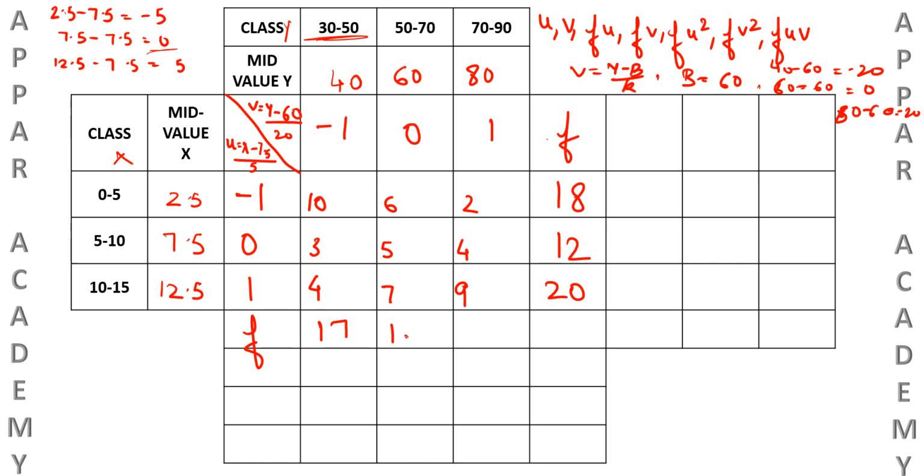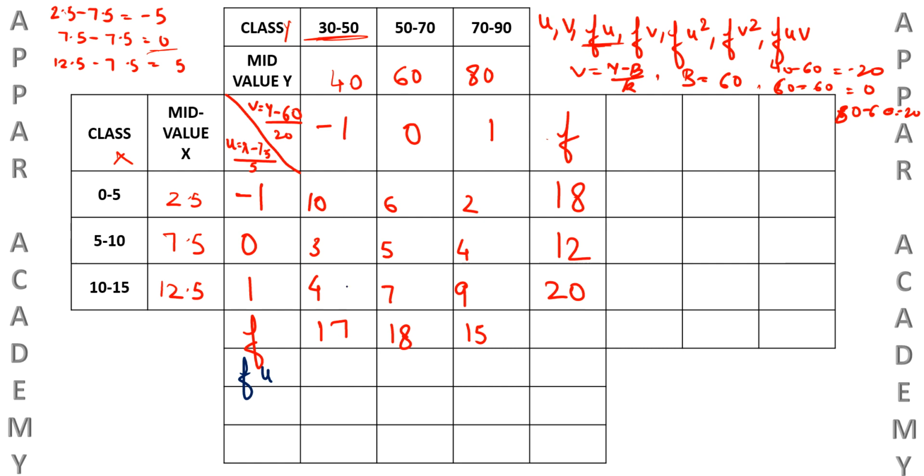Now for 70 to 90, we are saying x can take any value, what will be the frequency that y lies between 70 to 90? So this becomes 2 plus 4 plus 9, which is 15. Okay. Next, what do we need? We have to find out fu, right? Okay, so let's find out fu.